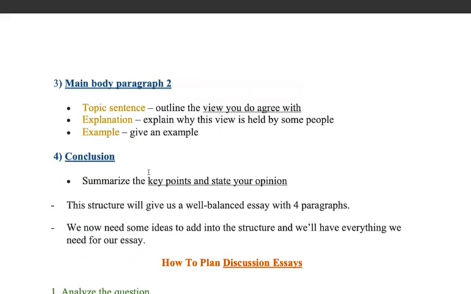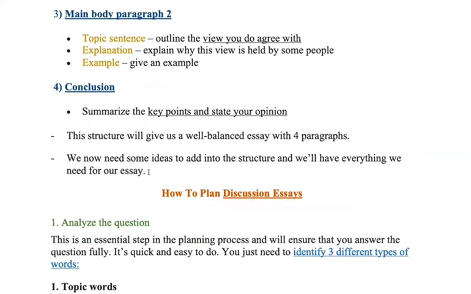Main body, paragraph 2, the second view, maybe the view that you agree with, explain it and give us an example, and then the conclusion where you summarize the key points or main ideas, and then you state your opinion in different wording. So this structure gives us a well-balanced essay with 4 paragraphs. We now need some ideas to add into the structure, and we'll have everything we need for our essay.